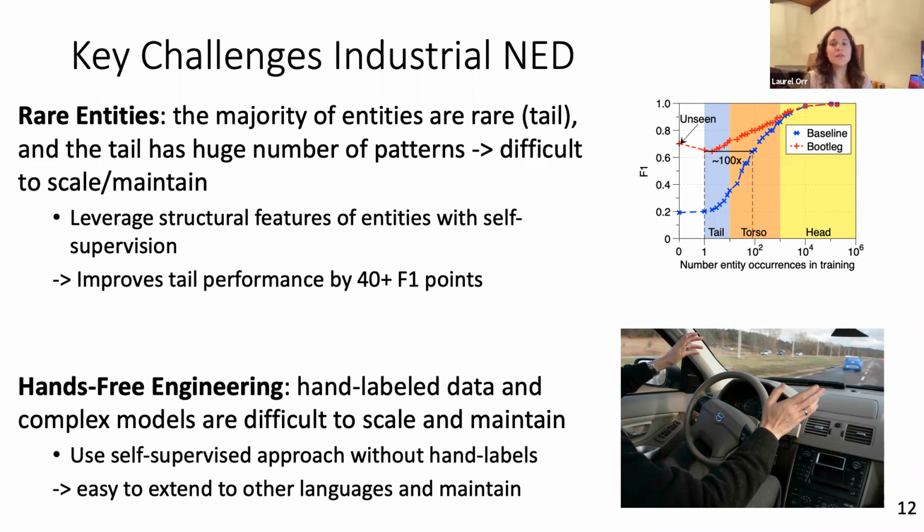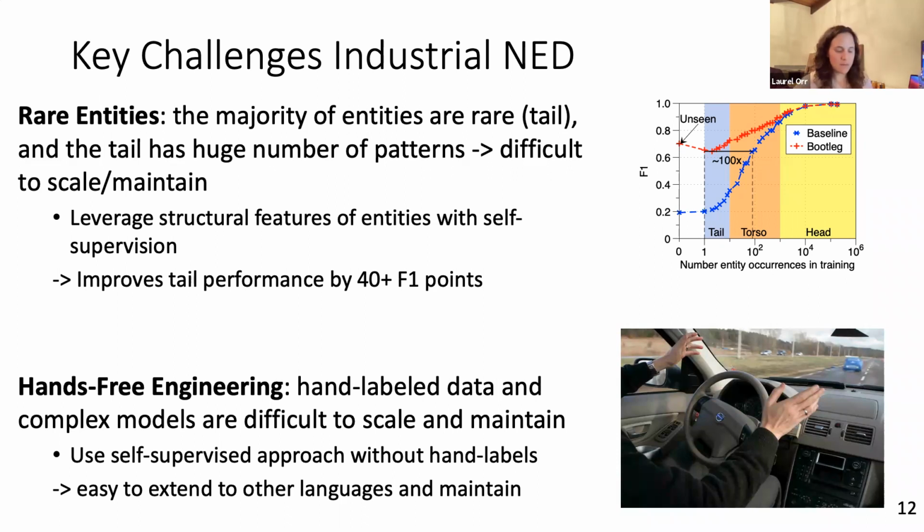Another challenge, especially when you're dealing with industrial NED systems, is how to have what I'm calling hands-free engineering. This is where hand-labeled data and hand-curated features are very difficult to maintain and scale. If you wanted to build an NED system across multiple languages, for example, you'd have to go through and relabel each of those data sources, which is very expensive and time-consuming. So our take is that you have to build a model that is self-supervised, that does not use any hand-labeled data or hand-curated features. It has to be what we're calling hands-free. This makes it much easier to extend and maintain in an industrial setting.